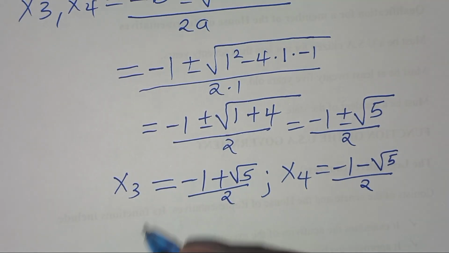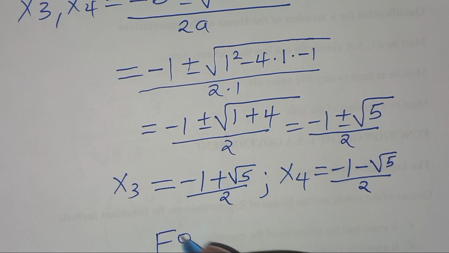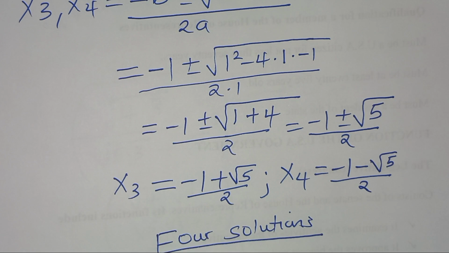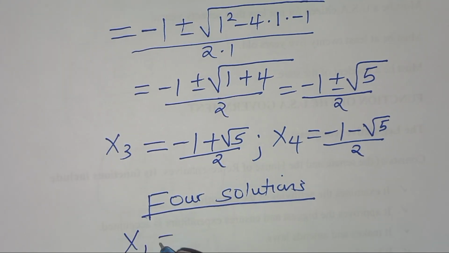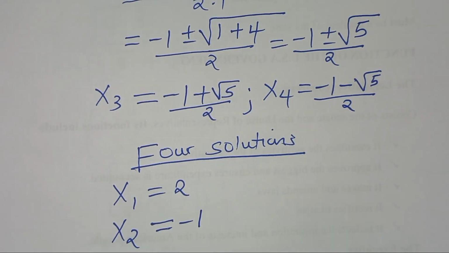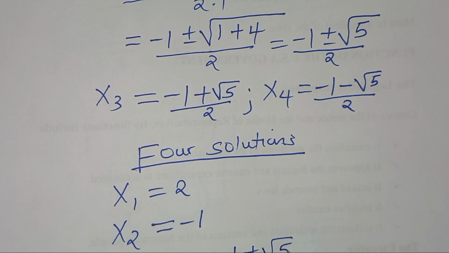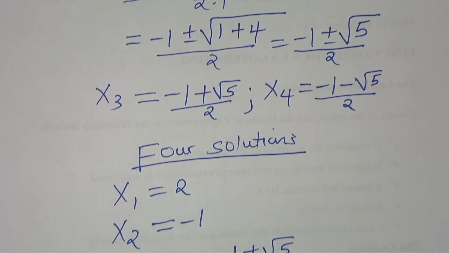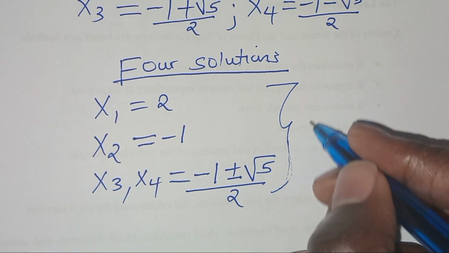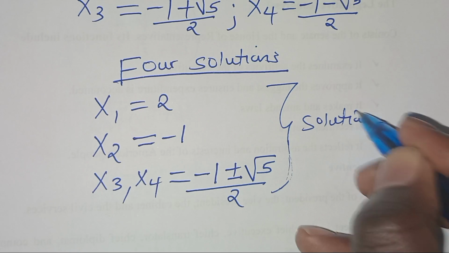So in this algebra problem, we have 4 solutions. We have that x1 is equal to 2. We have that x2 is essentially equal to minus 1. We have x3, comma x4. This is the same thing as minus 1 plus or minus the square root of 5 divided by 2. So these are the 4 solutions to this algebra problem.